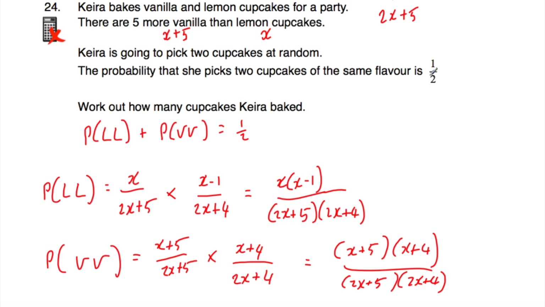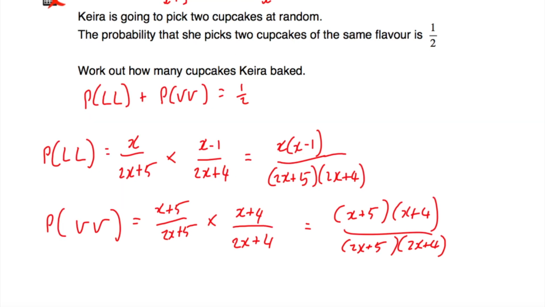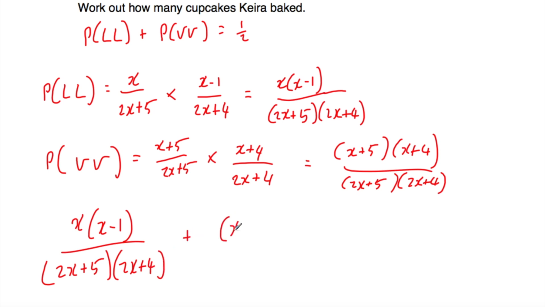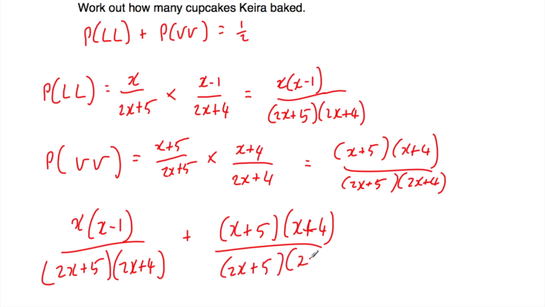And that gives us a nice equation. Well, nice is a bit of a stretch. That gives us an equation we can solve. So let's write that down. So x bracket x minus 1 over 2x plus 5 multiplied by 2x plus 4. And then we're going to add x plus 5, then brackets x plus 4. And then that's over the same denominator of 2x plus 5, brackets 2x plus 4. And when we add them together, that equals a half. Okay, so we've got this equation.